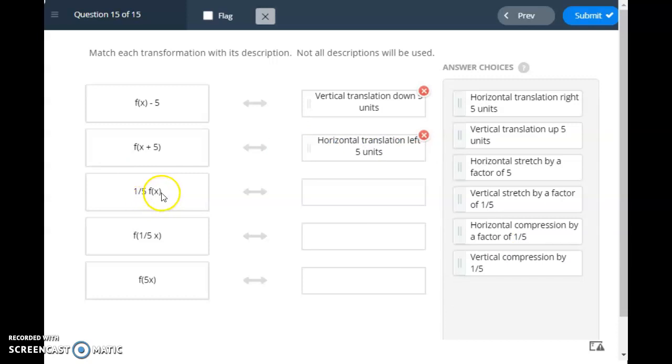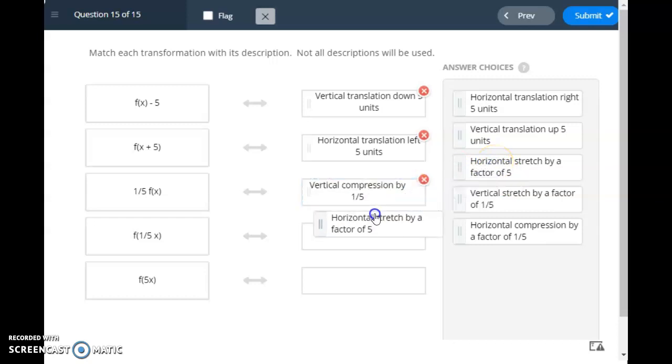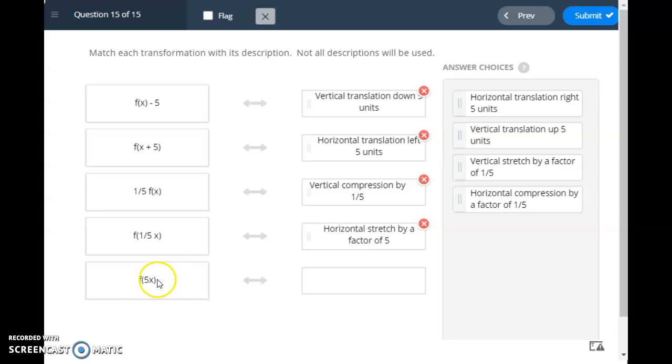1/5 of f of x, so this is a multiplication, so that will be a stretch or a compression. In this case, since it's below 1, it's going to be a vertical compression. Now that it's on the inside, so we know it's going to be horizontal, and it's not a compression even though it's less than 1, because again, whatever's on the inside is opposite, flipped, so we would have a horizontal stretch by 5. And then finally, this one is the opposite. This would be the compression, horizontal factor of 1/5.